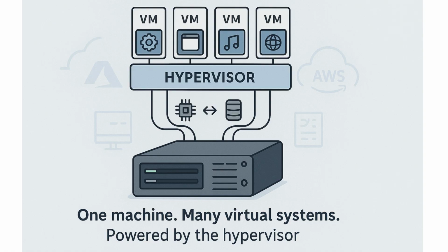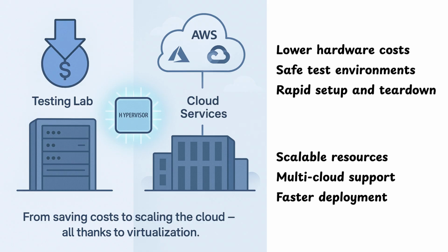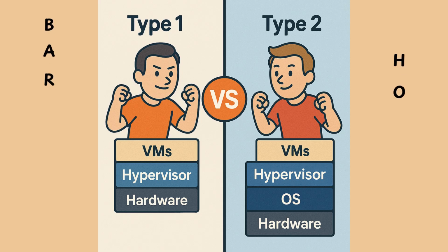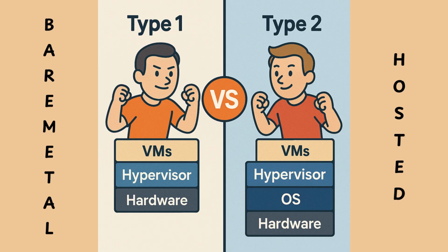So to wrap it up, virtualization lets one machine act like many, with the help of the hypervisor. It saves money, boosts efficiency, and powers everything from testing labs to massive cloud services. And don't miss the next episode, we're comparing Type 1 versus Type 2 hypervisors, and when to use each.